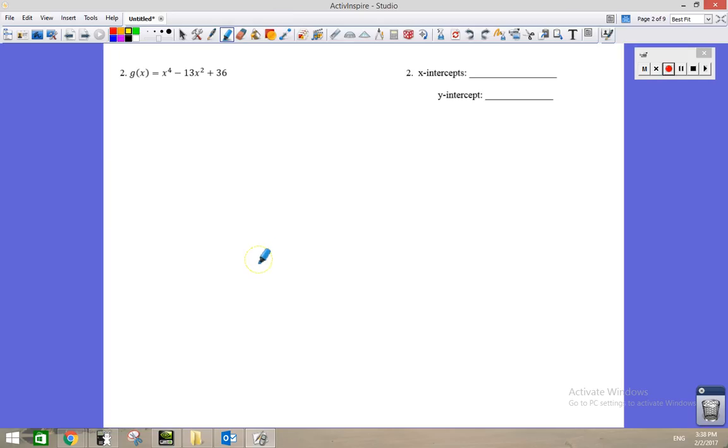Same directions. They want me to find the intercepts. So this time they don't factor it for me, but it is quadratic in form. So I can factor this. x squared times x squared gives me x to the 4th. And two numbers that multiply together to give me positive 36, but add together to give me a negative 13, or negative 9 and negative 4.